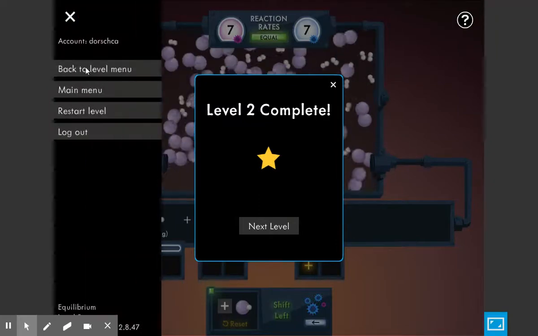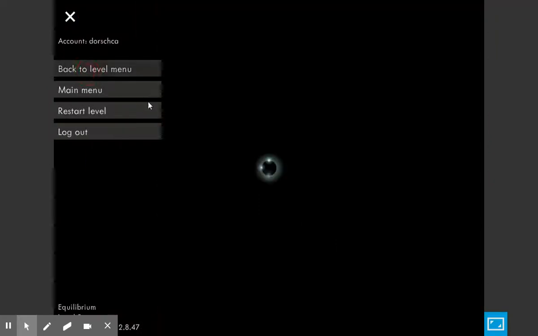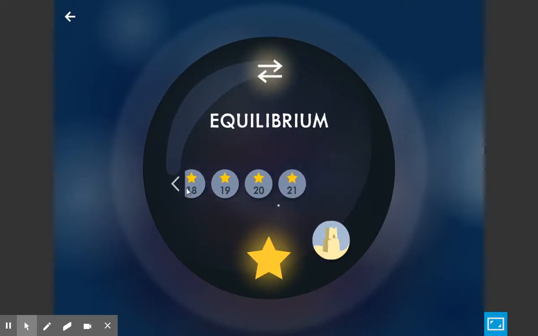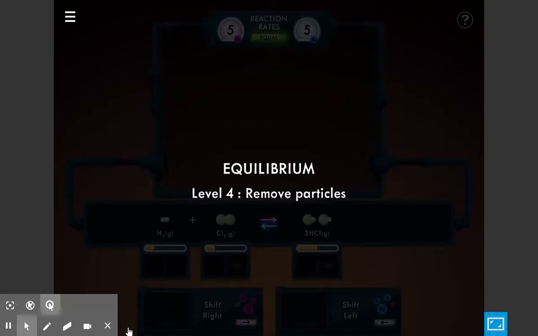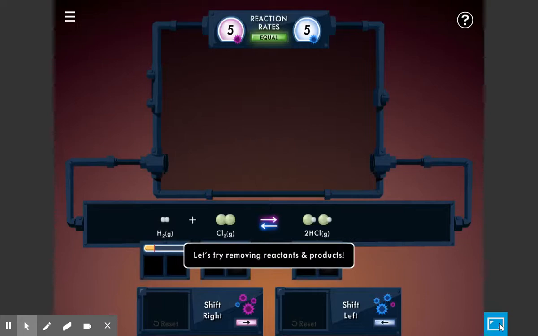All right. Now, what happens if we remove particles when we are at equilibrium? So to summarize, when we add products or add reactants, we shift away from our equilibrium position in order to use up what was added. If we remove reactants or remove products at equilibrium, we have to shift to replace what was lost.